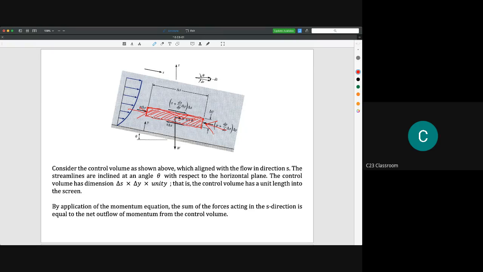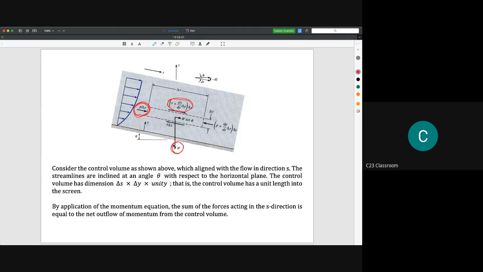So we found that the forces that act on this element are, first, pressure, meaning forces that come from pressure, and then forces that come from the shear stress here, and then forces that come from the weight.